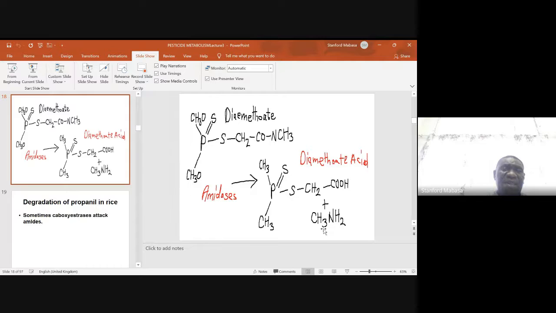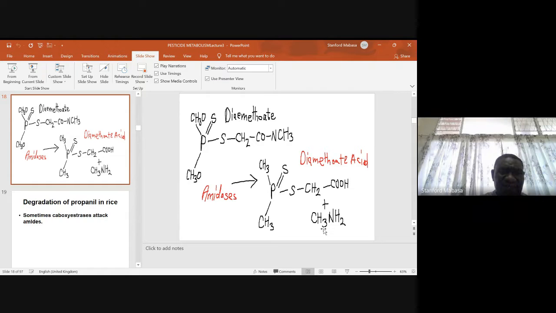So when we spray dimethoate, probably what is going to happen in plants or aphids is that it is going to be changed to an acid part and an amine part through hydrolysis, for example, by amidase.